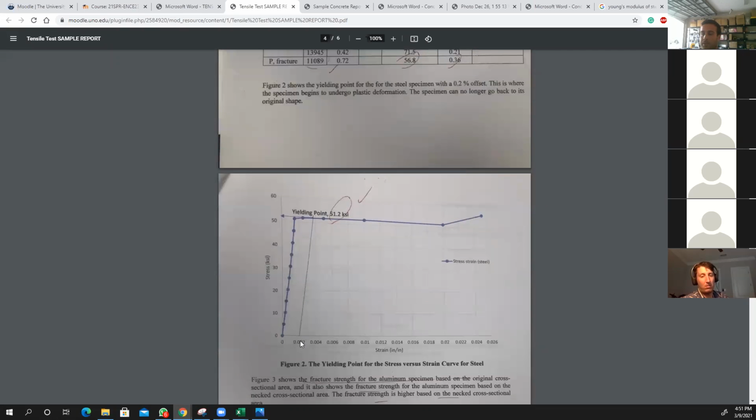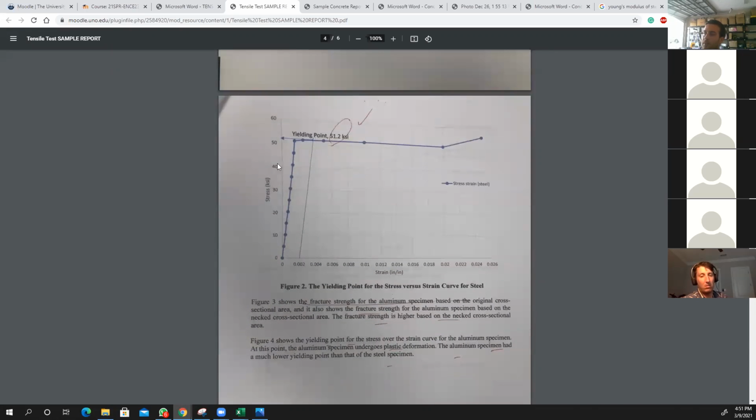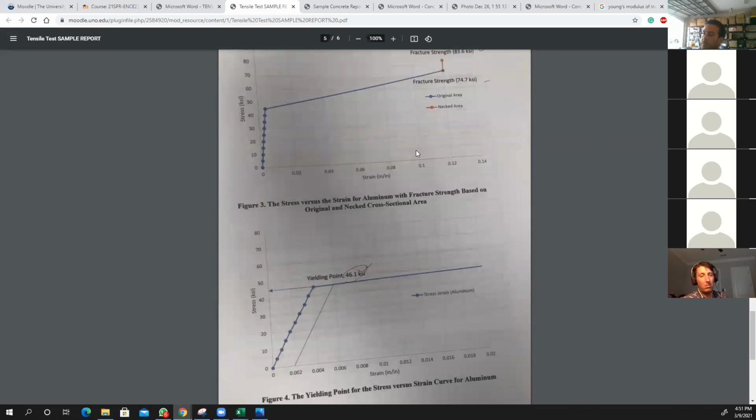0.02 offset method. Basically, you draw a line from 0.02 offset from the linear portion of the graph, and the intersection point tells you the stress or the yield strength of the material. And once you find that, you calculate the slope in this portion, and that's your Young's modulus. Again, you gotta show the fracture strength based on the neck area.